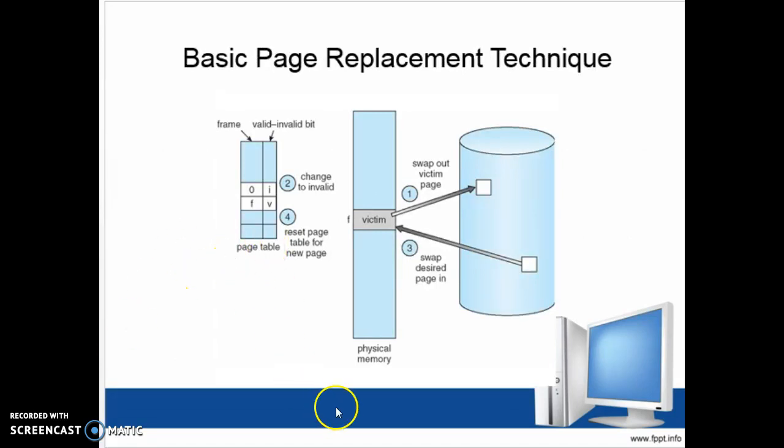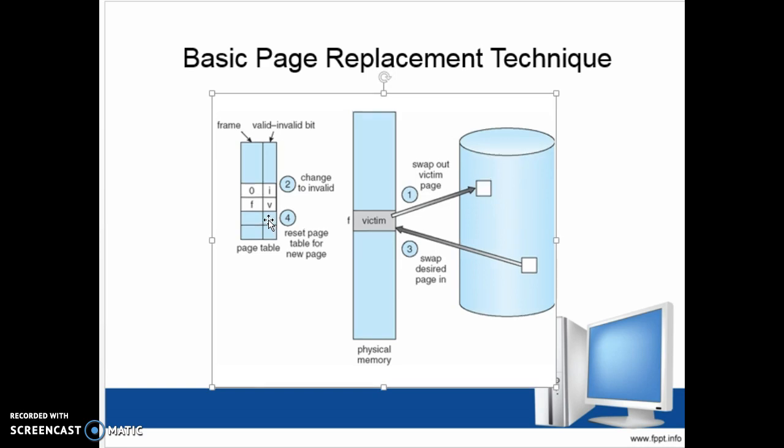We have a page table, the physical memory and the secondary storage. First we find the location of the desired page on the disk. Then find a free frame if there is one. If there is a free frame, use it. If there is no free frame, use a page replacement algorithm to select a victim frame, write the victim frame to the disk, change the page tables and frame tables accordingly, and then swap the new page into that space. That is the basic page replacement technique.